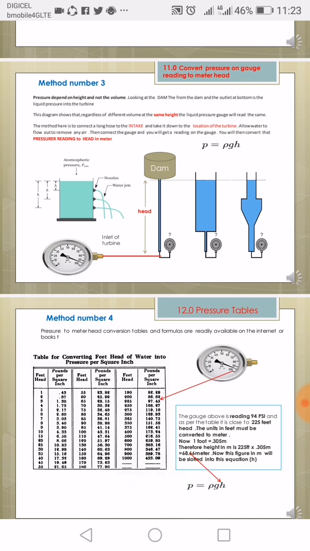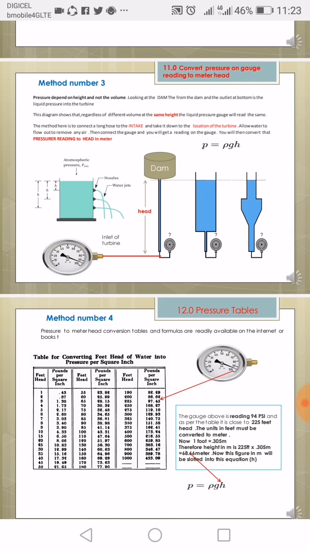Convert the pressure on the pressure gauge to a head reading in meters. You convert the pressure to meters. Pressure depends on height. Now look at this diagram. The diagram shows different volumes at the same height with the same liquid pressure, and the same reading.